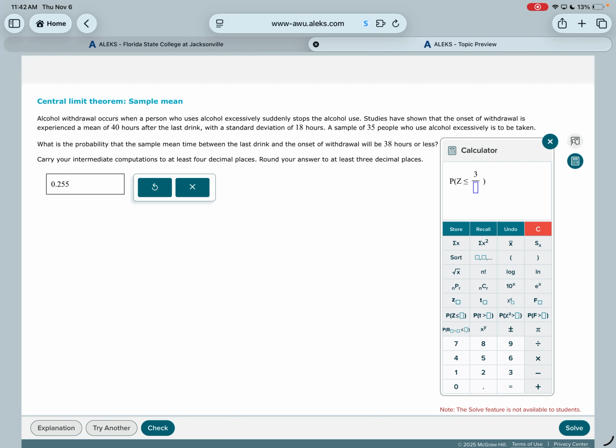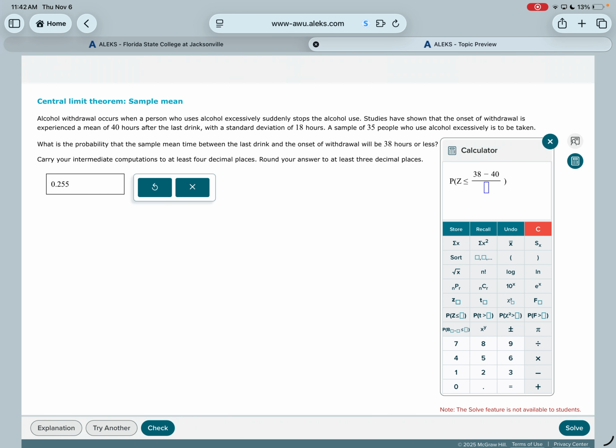So we do the z-score: 38 minus the mean, which is 40. Here's where things get a little different. I am sampling 35 people, right? So I'm going to change my standard deviation. I don't want to just sample one person because there's too many variables in a human body, right? So I'm going to sample 35 and see what happens.